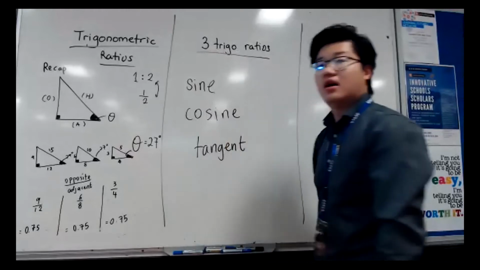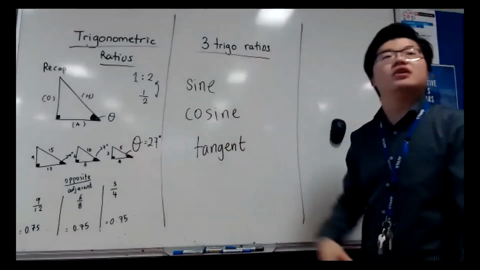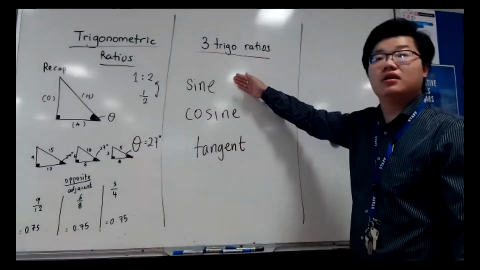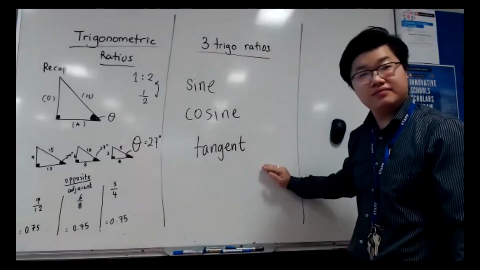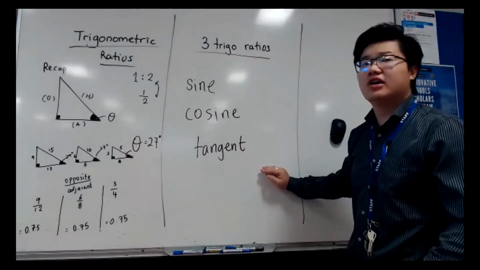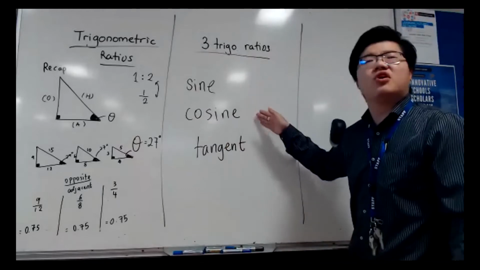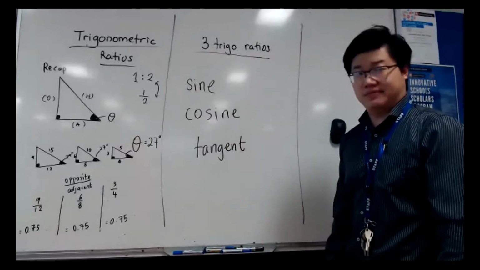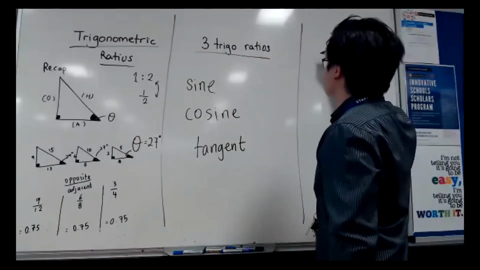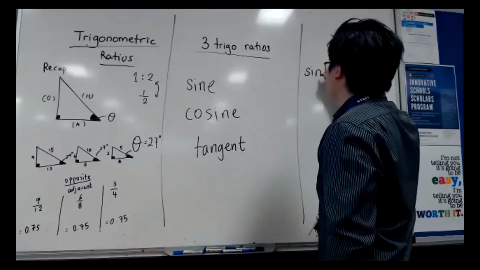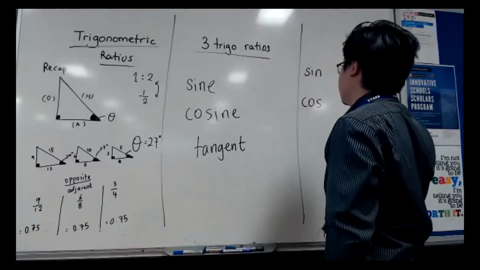Now, these are the full names of sine. Yes, write it down. Sine, cosine, and tangent. They are the full names. But look, when we do math, we don't call them by their full names because we are too lazy. So what we call them instead is sine, cos, tangent.